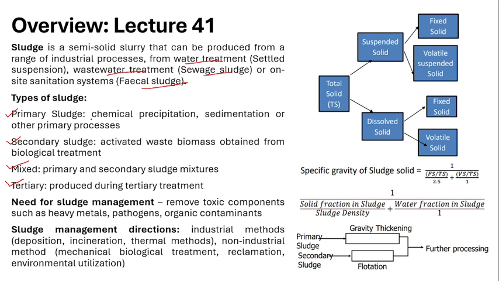So the primary sludge is produced by chemical precipitation or by a physical mechanism like sedimentation or any other primary process. During the primary process, the type of sludge produced is called the primary sludge. In the case of secondary sludge, these are the sludge produced from the secondary treatment process, the activated sludge process, so the activated biomass settled after the biological treatment is called the secondary sludge.